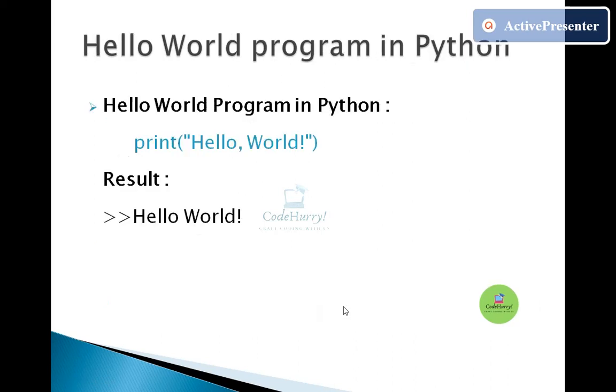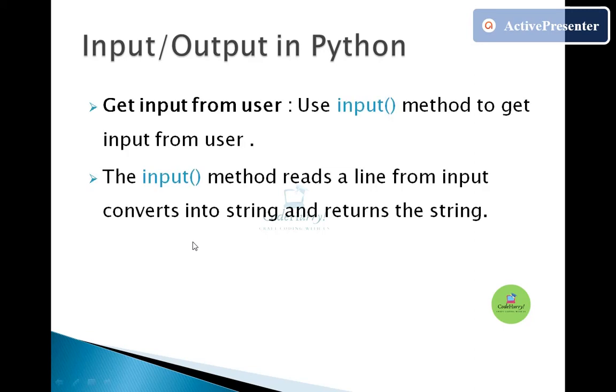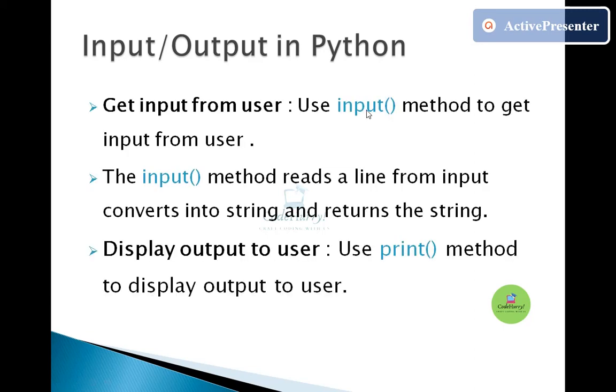Now the classic hello world program we have already seen. So let's move to input and output in Python. As I told you, to get the input from the user, there is a method called input in Python, and to display the output to the user, we have the print method.